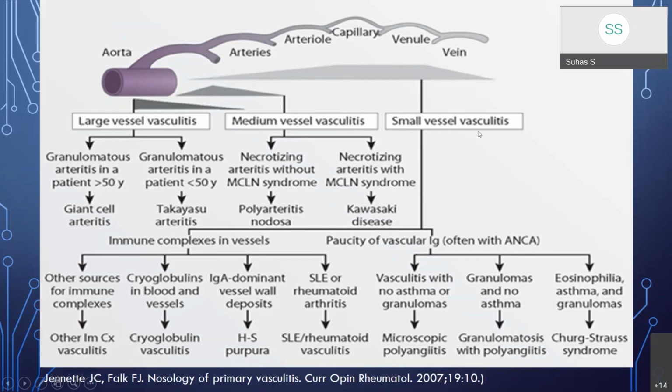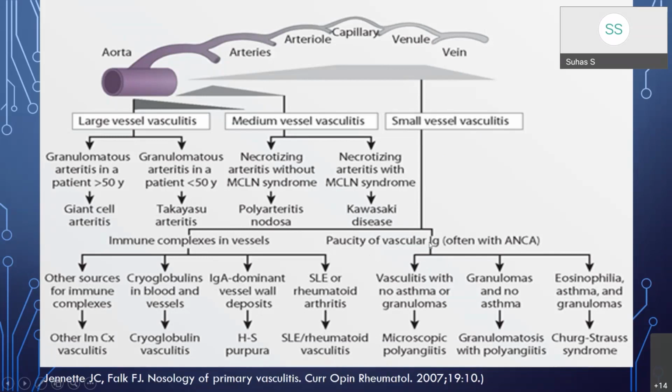So coming to small vessel vasculitis, we have immune complex in vessels. So in presence of cryoglobulins and hepatitis C infection, it is likely to be cryoglobulinemic vasculitis. If it is IgA dominant, it is likely to be HS purpura. In presence of other rheumatological disorders like SLE and rheumatoid arthritis, it is likely to be due to systemic vasculitis, that is SLE and rheumatoid vasculitis. In presence of other sources for immune complex, such as hypersensitivity reaction, cutaneous vasculitis will be noted.